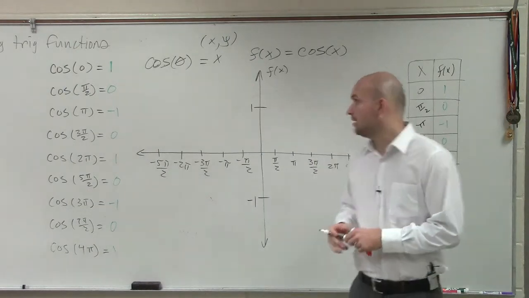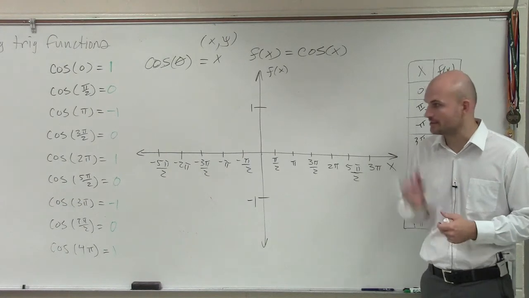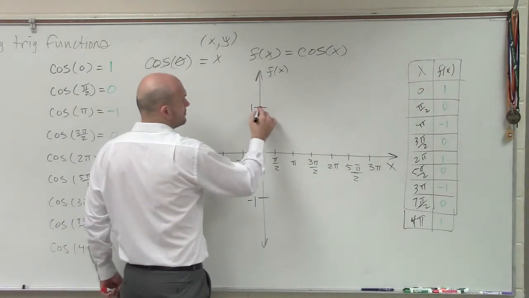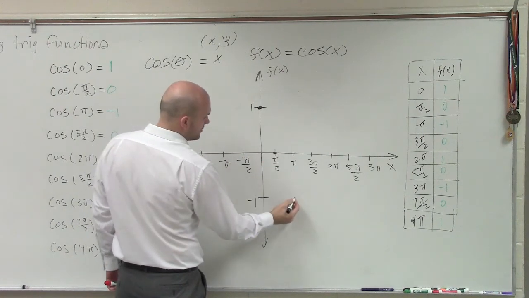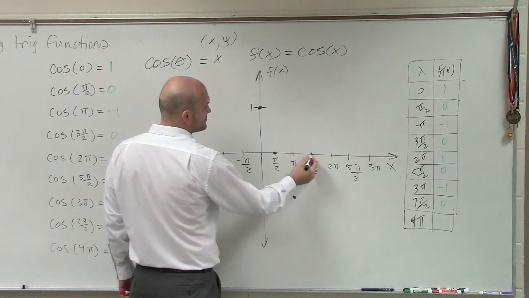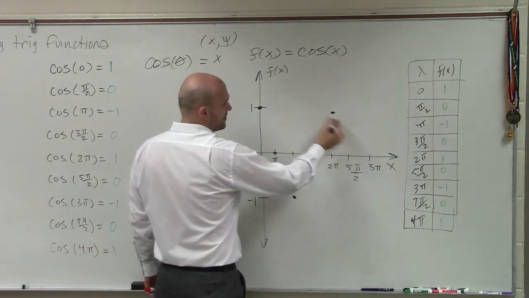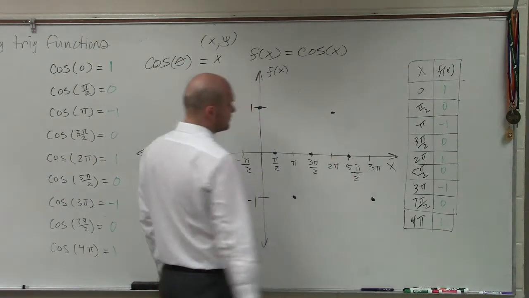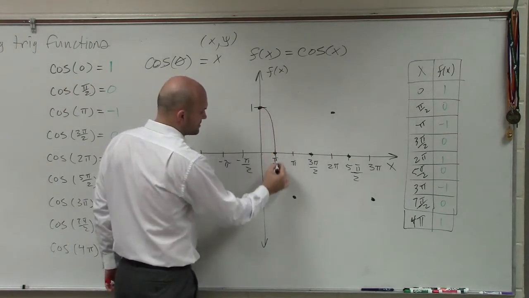All right. So now, let's plot our graph and see what it looks like. We start at 0. At 0, we have 1. At pi halves, we have 0. At pi, we have negative 1. At 3 pi halves, we have 0. At 2 pi, we have 1. At 5 pi halves, we have 0. At 3 pi, we have negative 1. Interesting. So my graph looks something like this.